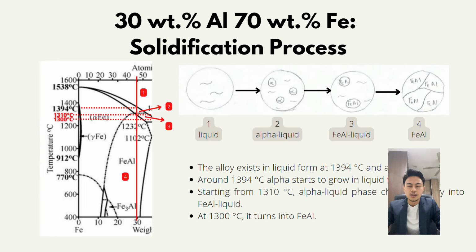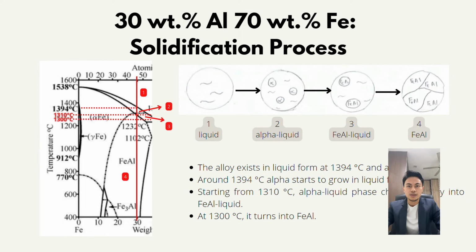I'm going to discuss the iron aluminium alloy with a composition of 30% weight percentage aluminium. When we take a look at the line plotted, we will know that the alloy exists in liquid form around 0.1. After that, when the temperature went down to around 1394 degrees Celsius, alpha starts to go in liquid form.